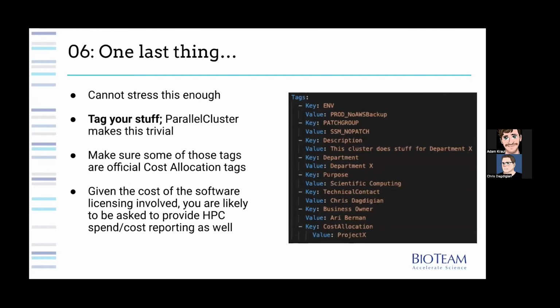So if you are going to do tagging, you should absolutely do tagging with at least a couple of tags that are recognized as AWS cost allocation tags. So in the screenshot example here, if you look at the tag at the bottom, I specifically have a tag called cost allocation that says project X. If that was a cost allocation tag in my AWS account, I could run really cool financial reports on all of the resources that were spent supporting cost allocation tag project X.